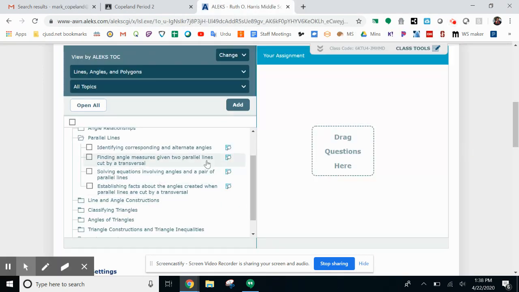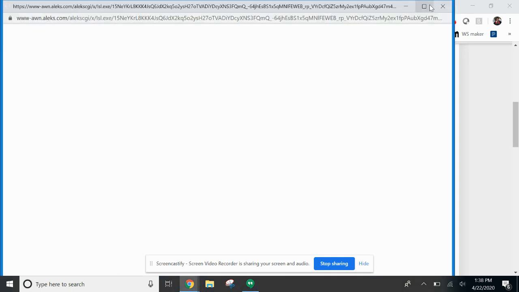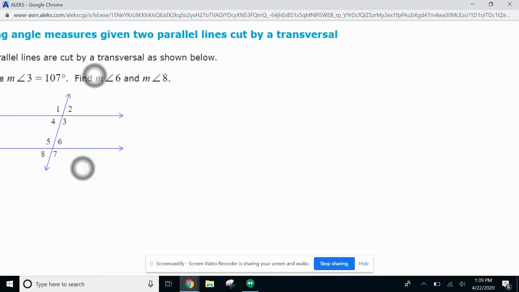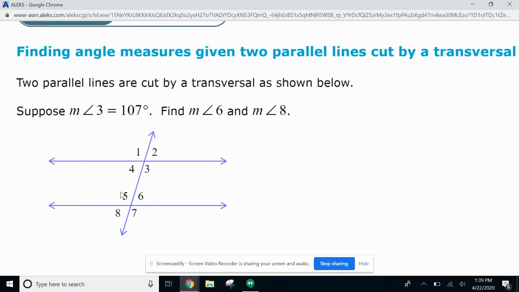So if I take a problem like you're going to see on Alex, it's going to look something like this. And it's going to give you angle 3, 107. And it's going to ask you to find angle 6 and angle 8. Okay, so if we know, let me see if I can zoom in on this a little bit. Oh, there we go. So if we know that angle 3 is 107, then we can find out which ones match that and which ones we might need to subtract with.